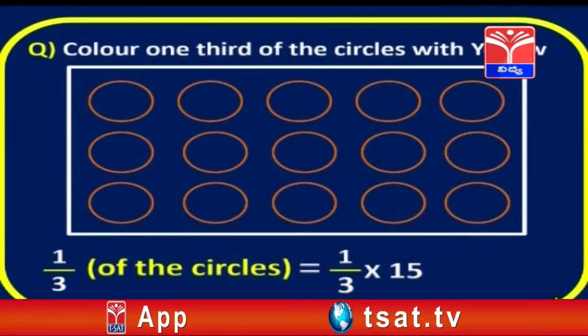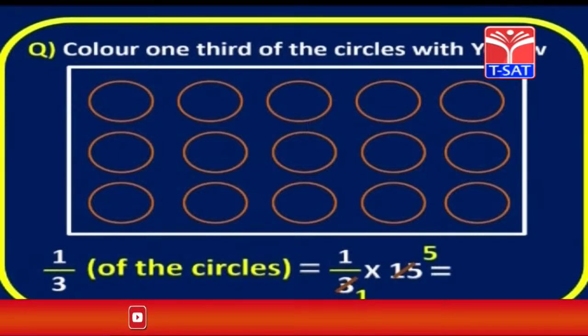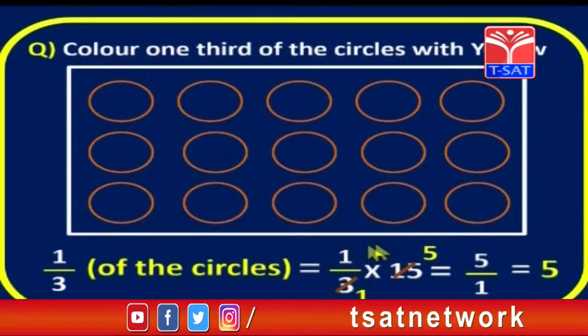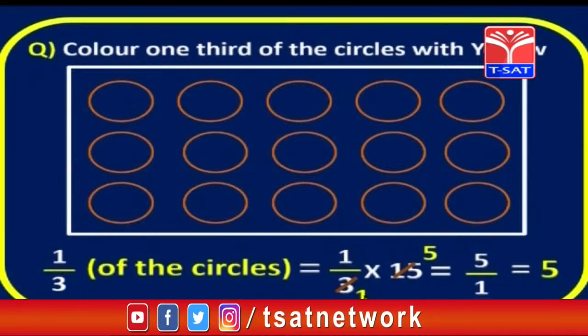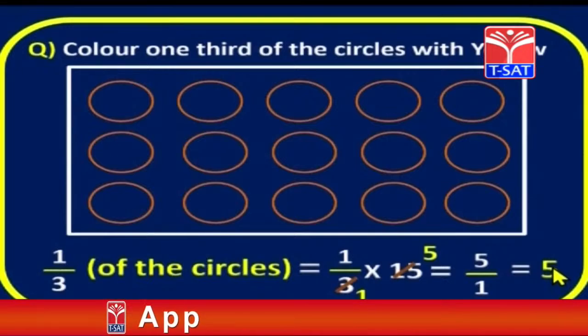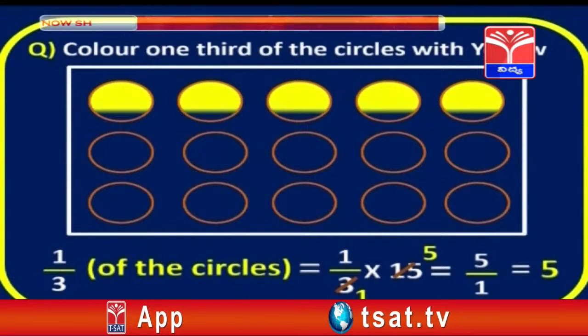Now can we cancel the terms here? Yes, 3 1s are 3, 3 5s are 15. So we will get 5 by 1, which is equal to 5. 1 into 5 is 5 by 1. 5 by 1 is nothing but 5. So how many circles do we have to color now? We have to color 5 circles.